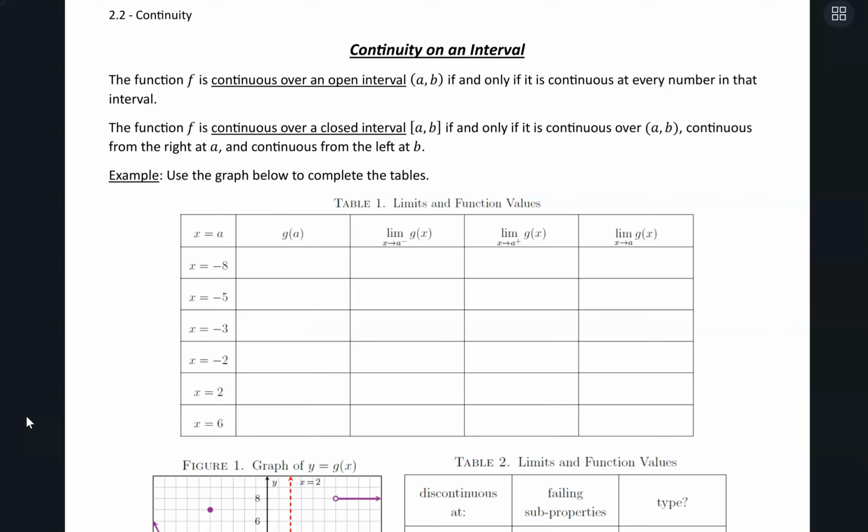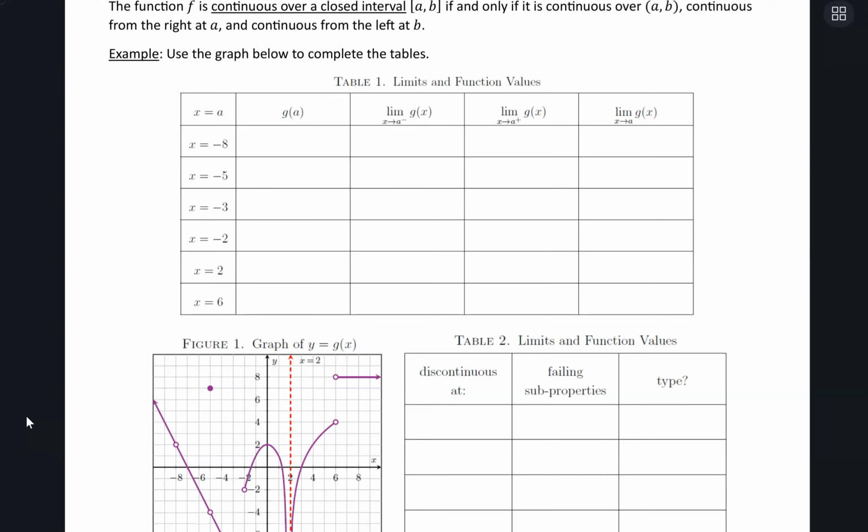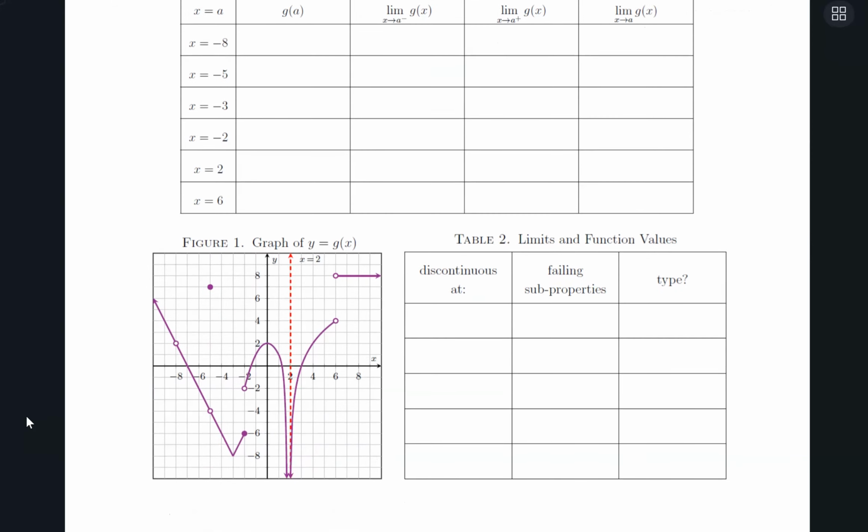So with continuity on an interval, what we want to be careful of is where those types of discontinuities pop up. So with that, we're going to use this graph down below and evaluate some function values, our limits from one side, our limits from both sides, and then we're going to talk about the discontinuities that we're seeing pop up in this graph.